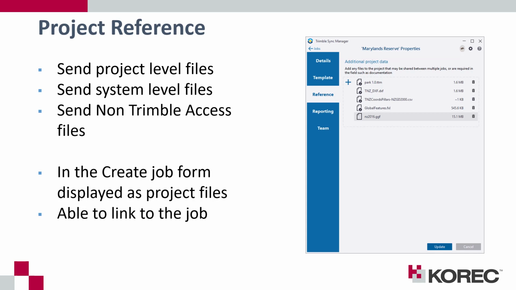So your reference, this is project level files. So literally these are all the files that can be used across all different projects. So literally if you use your GIS in there, or even drawings or your libraries, specifically your library, you can actually leave that in your reference, and then that can be shared amongst all the projects and all the jobs. So the field crew can go in and actually go into reference and apply their library. So in the creation of the job form displays as project files, you're able to link the job. Okay.